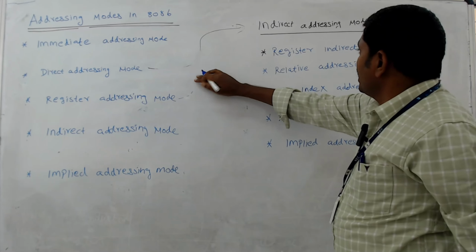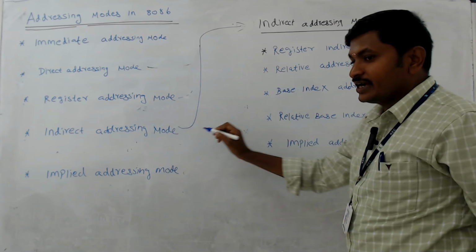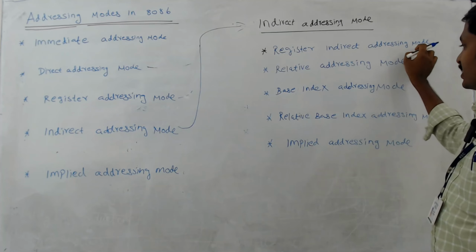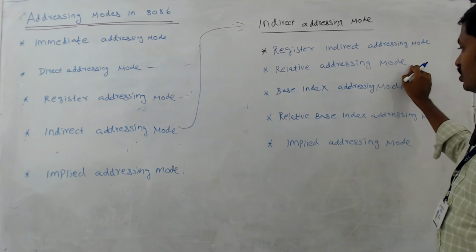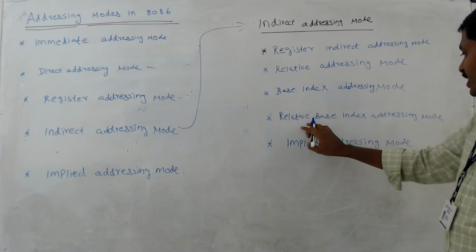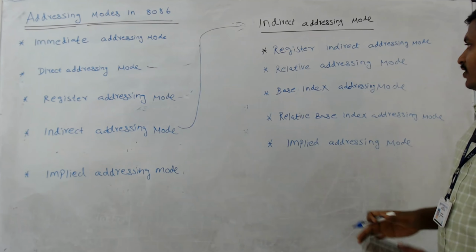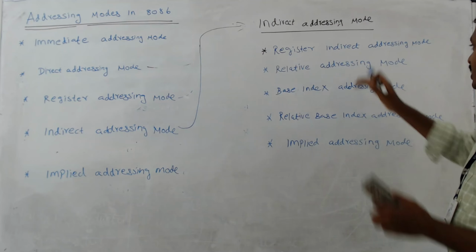The next one is the indirect addressing mode. In this indirect addressing mode, there are totally 4 types available: the register indirect addressing mode, relative addressing mode, base index addressing mode, relative based index addressing mode, and then finally the implied addressing mode. First of all, let me discuss register indirect addressing.